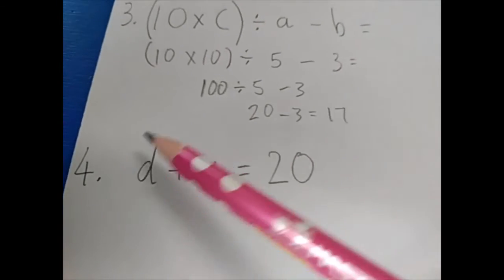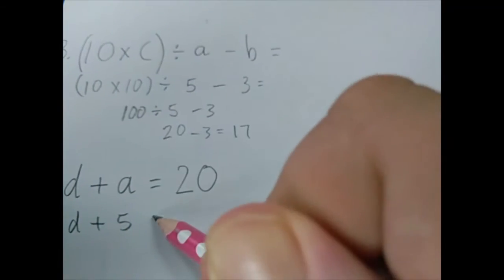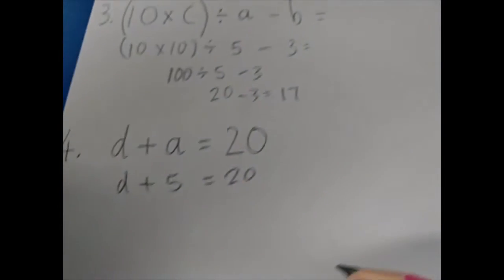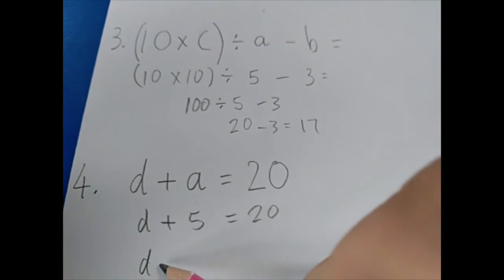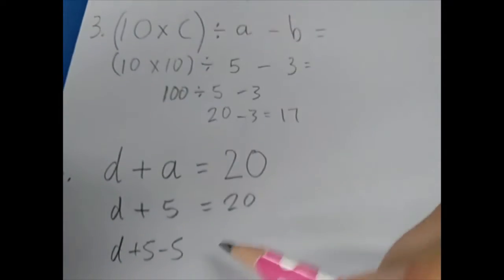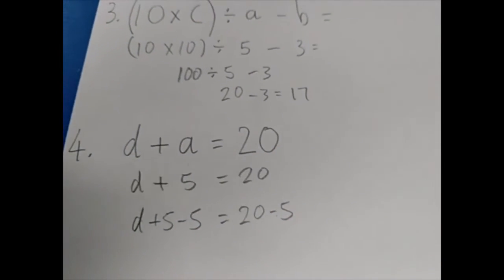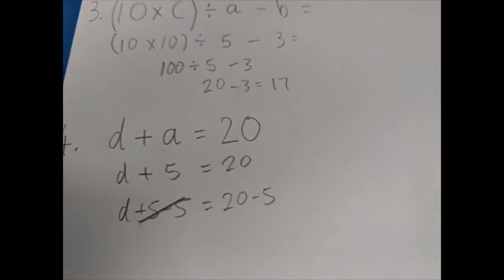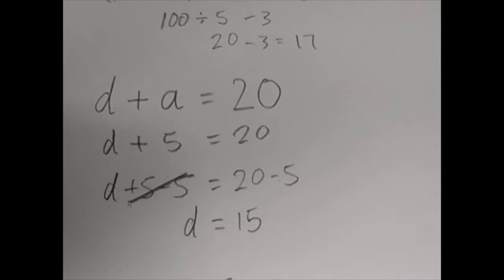Next one. Oh, hang on. We don't know D, do we? So in this question, we're trying to find out the value of D. We do know A, though, because we've got our variables list up here for these questions. So D plus 5 equals 20, right? And then we need to get rid of 5, so we do D plus 5 minus 5 equals 20 minus 5. These just cancel each other out, so we can cross those off. So D equals 15. Hooray!